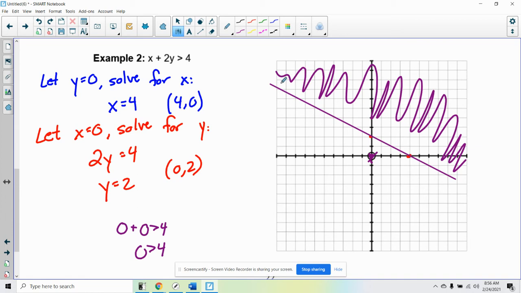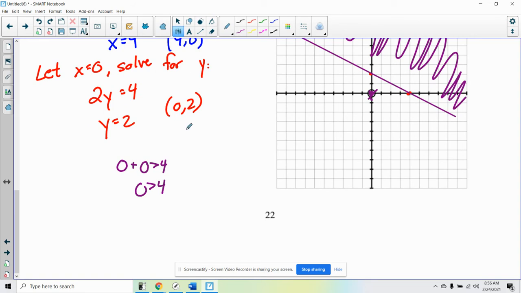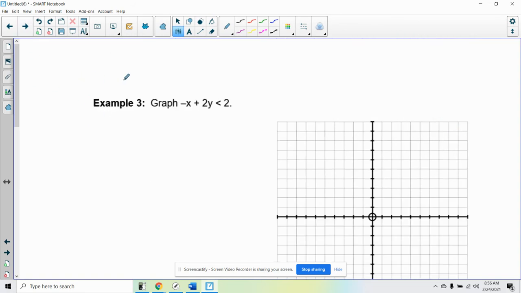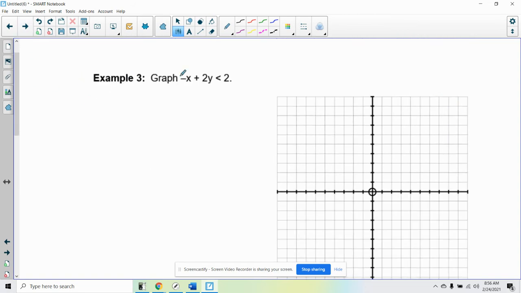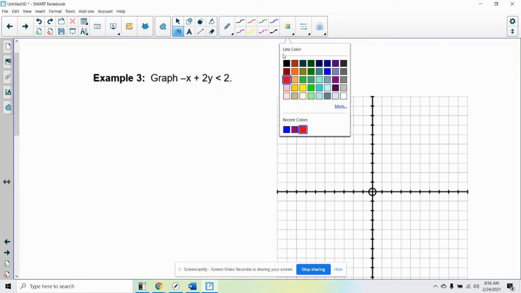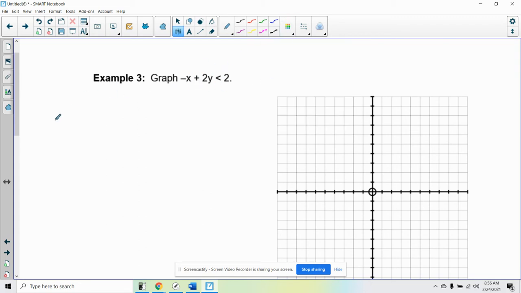That's it. Okay. So it's just like graphing a regular line and then testing 0, 0. And if 0, 0 works, that's the side you want to shade. If 0, 0 doesn't work, you want to shade the other side. Let's try this one now. It says negative x plus 2y is less than 2. Let's graph using intercepts because it's in standard form.